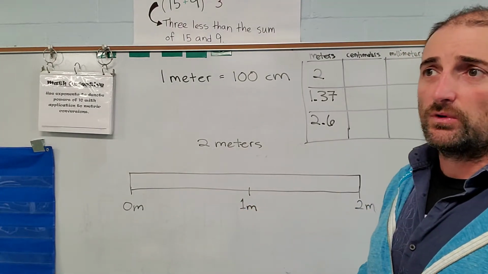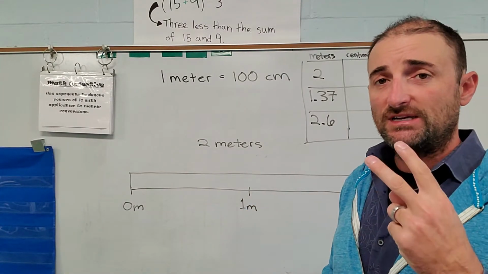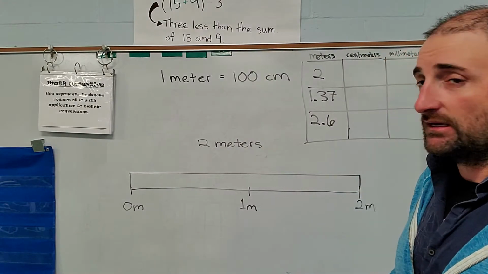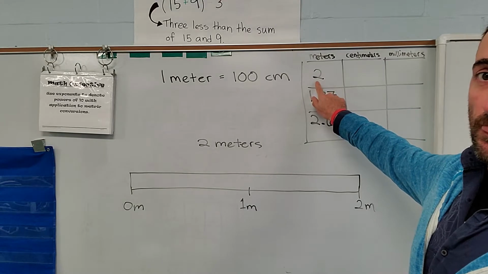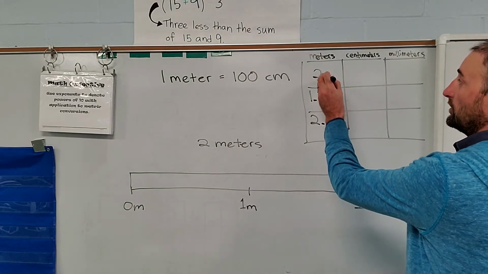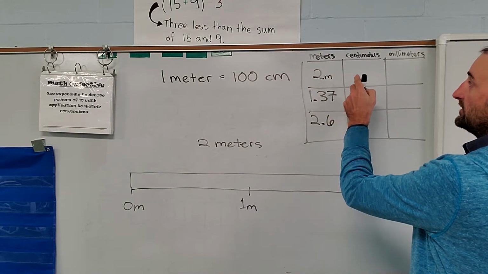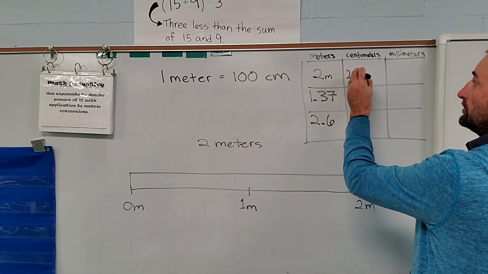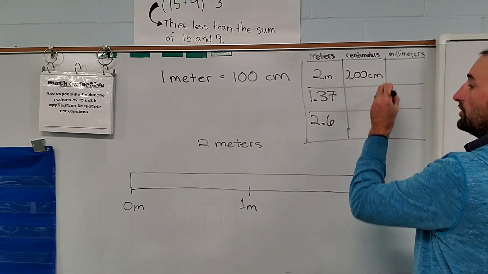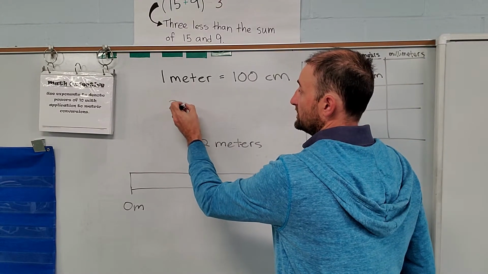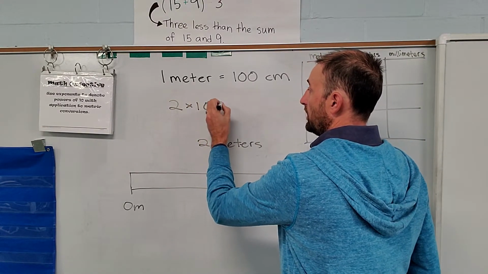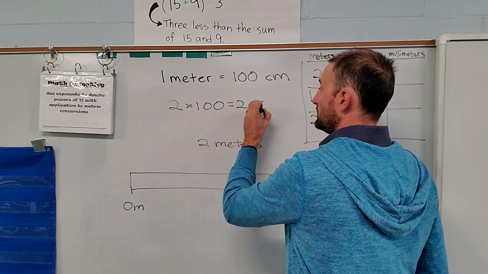The prefix centi tells us 100. So we have 100 centimeters in 1 meter. In 2 meters, we're going to have twice that, 2 times that amount. We're going to have 200 centimeters. So I've made a little chart up here. 2 meters, and I'm going to label it with an M, is equal to 200 centimeters. Now, how can we show that? What kind of equation can we use to show that? We can say 2 times 100 is 200.